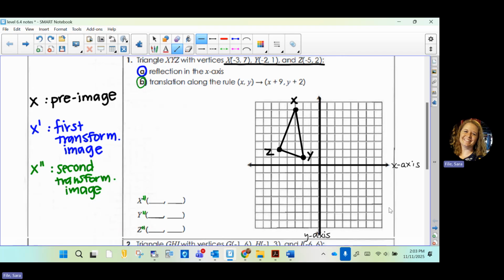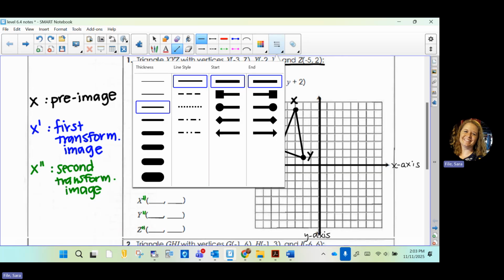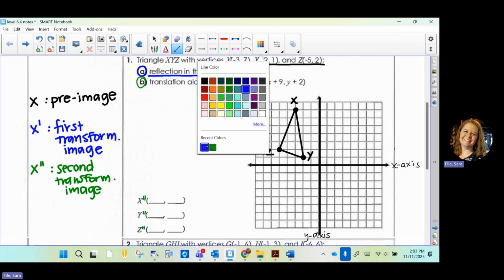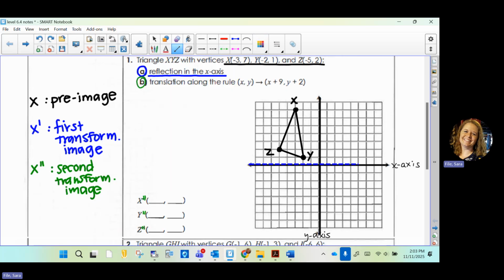So the first transformation says that we want to reflect this across the X-axis. I've labeled the X-axis, and I'm going to add a dashed line showing the X-axis. So this is what I'm going to reflect across. When I say reflect, I mean flip. It's a mirror image that I'm creating, where if I were to fold it along that dashed line, that line of reflection, all of the image from here should mirror below that line, shouldn't it?